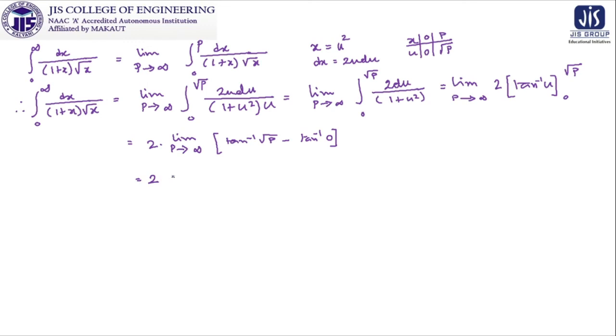Then 2 into, p tends to infinity, root over p tends to infinity, so tan inverse infinity means we get pi by 2. Then tan inverse 0 is 0, so ultimately we get the answer as pi. And our question was, check the convergence of this integral first. So once we get a finite value, we can claim that it is convergent, and the result of this particular integral is pi.